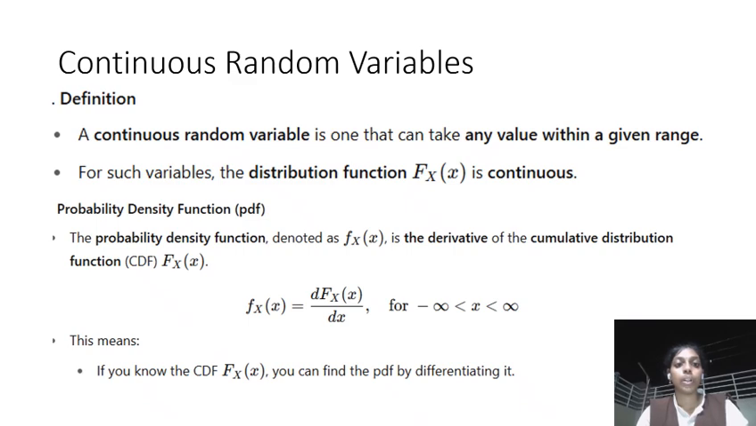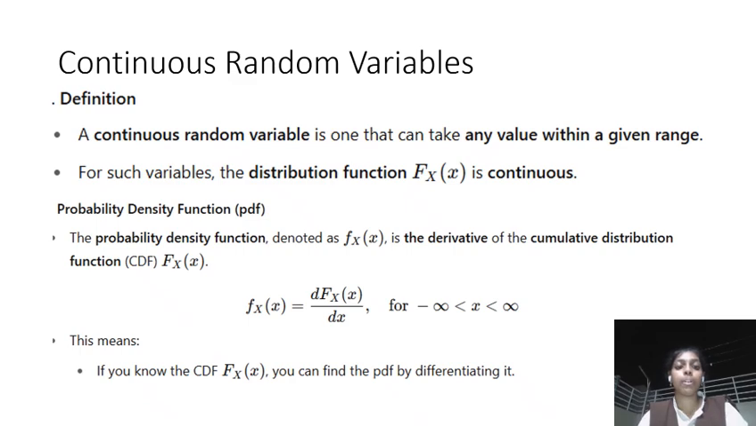Second one is continuous random variable. The definition: a continuous random variable is one that can take any value within a given range. For such variables, the distribution function F_X of x is continuous. Probability density function, PDF.